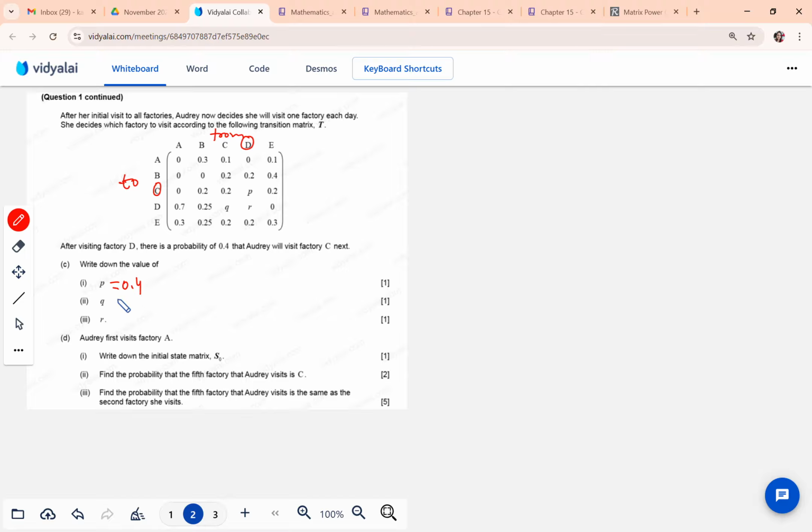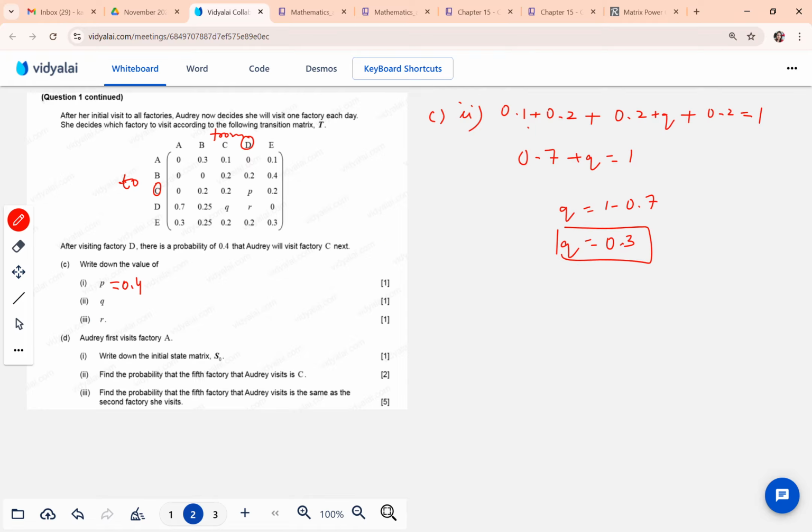Next, Q we need to find. For this we will use column 3. The sum of it we will put equal to 1 because it's the sum of probabilities. So 0.1 plus 0.2 plus 0.2 plus Q plus 0.2 equals 1. So 0.2, 0.2, 0.2 is 0.6, plus 0.1, so 0.7 plus Q is 1. So Q will be 1 minus 0.7, so Q is 0.3.